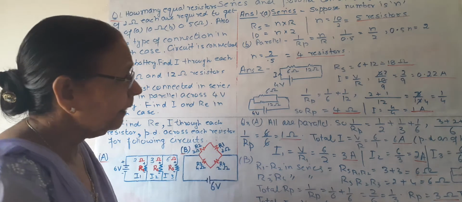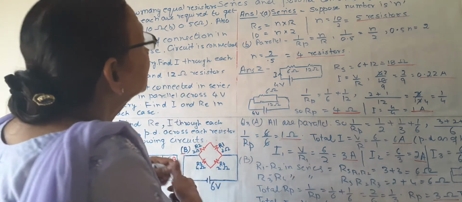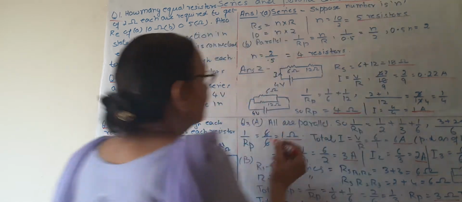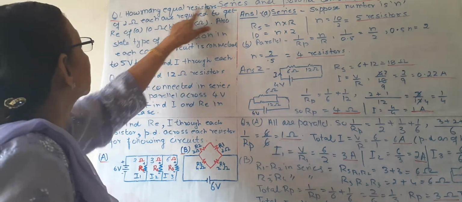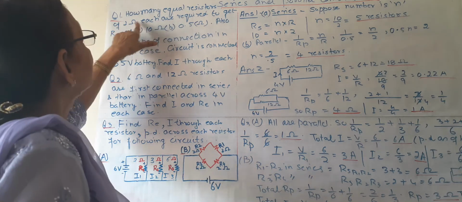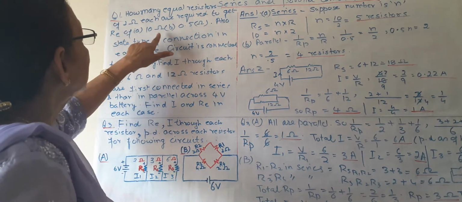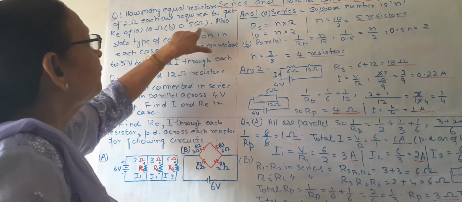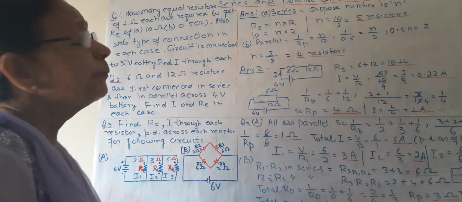Now we will start the numericals. The first one, numericals on series and parallel combinations: how many equal resistors of 2 ohm are required to get effective resistance of 10 ohm or 0.5 ohm? How many resistors of 2 ohm are needed? This we have to calculate.